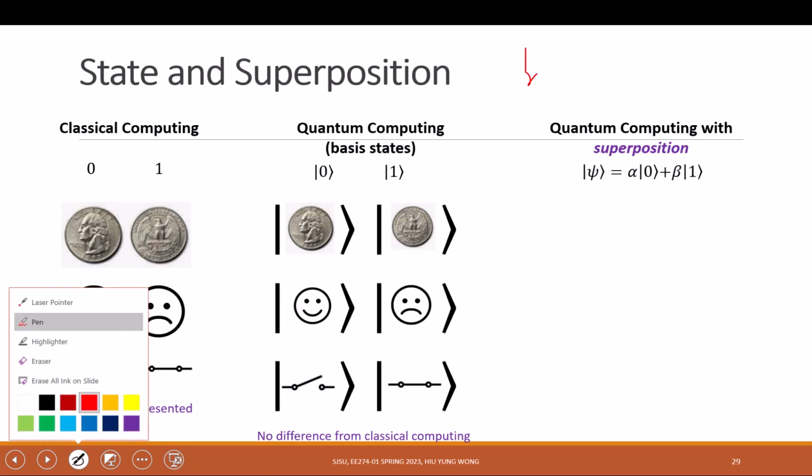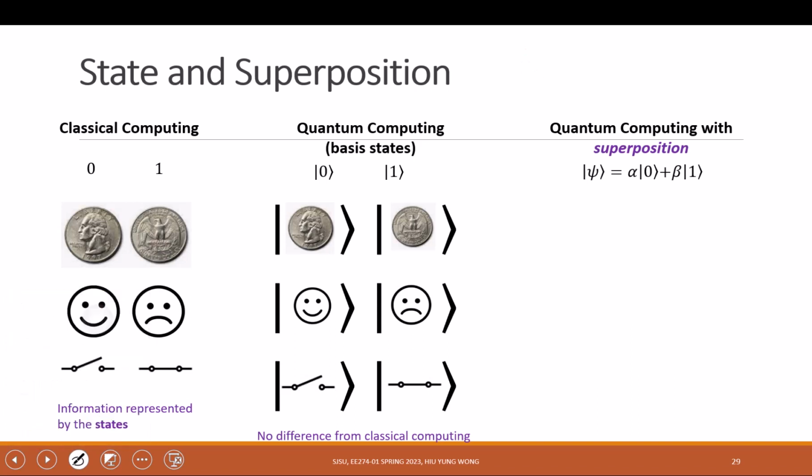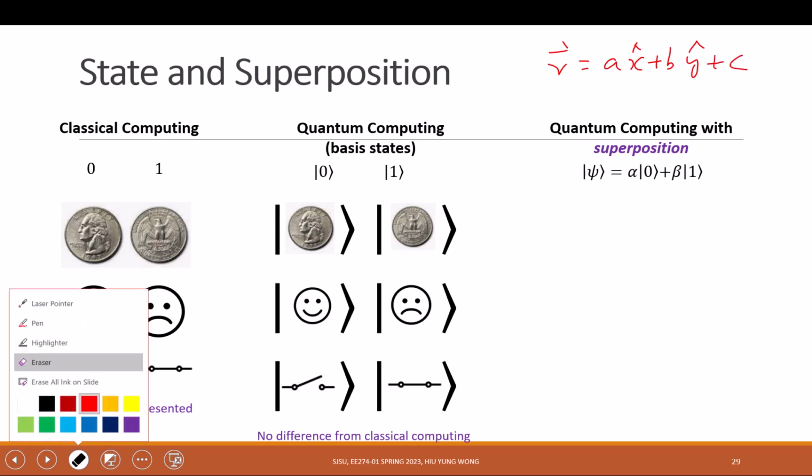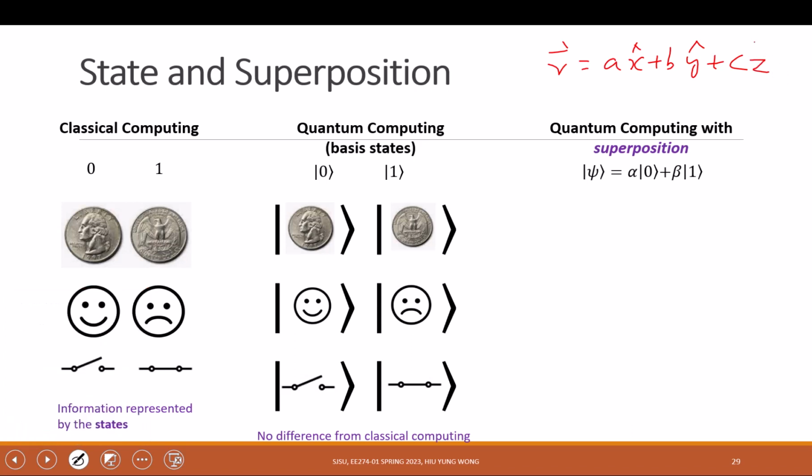Let's say V, right? It is equal to A x-hat plus B y-hat plus C z-hat, right? This is classical. But I want you to understand that every vector in the 3D space is a linear combination of these three basis states. Now, if I have a quantum computer, I also have two basis states, 0 and 1.